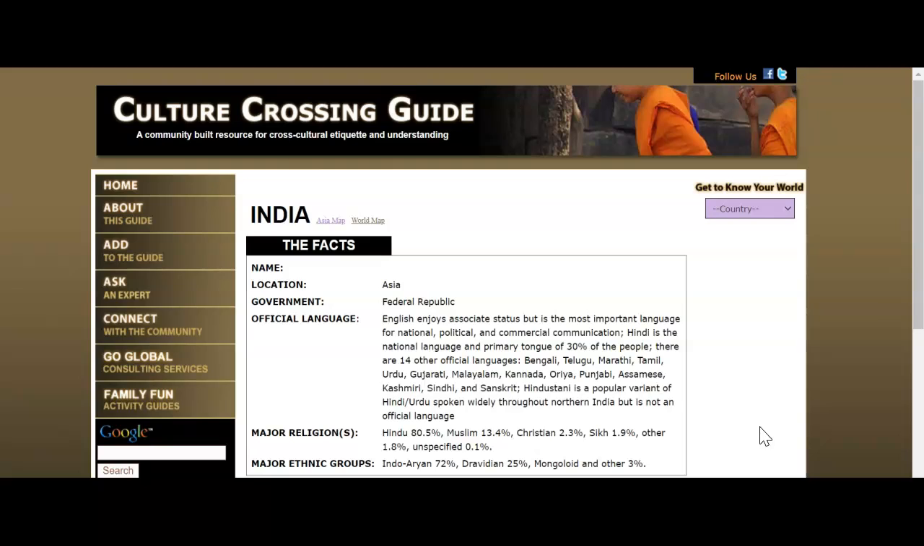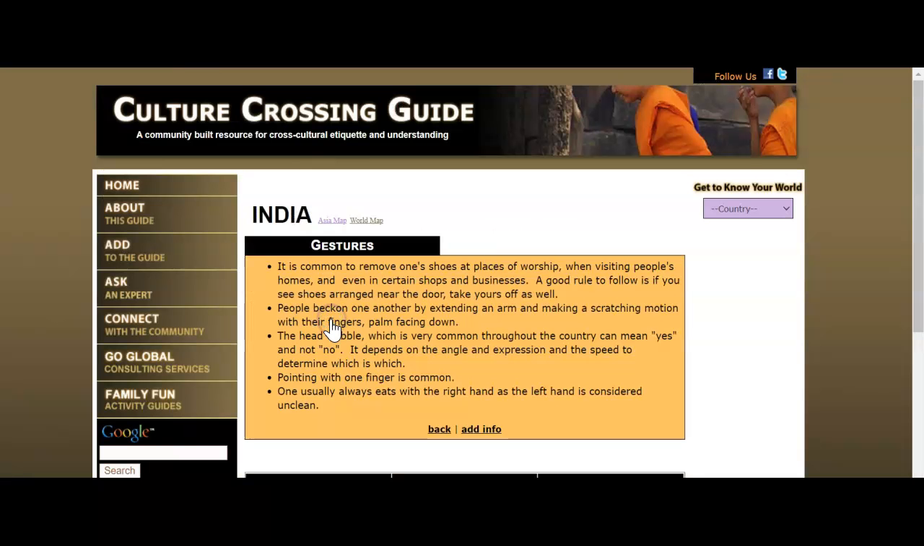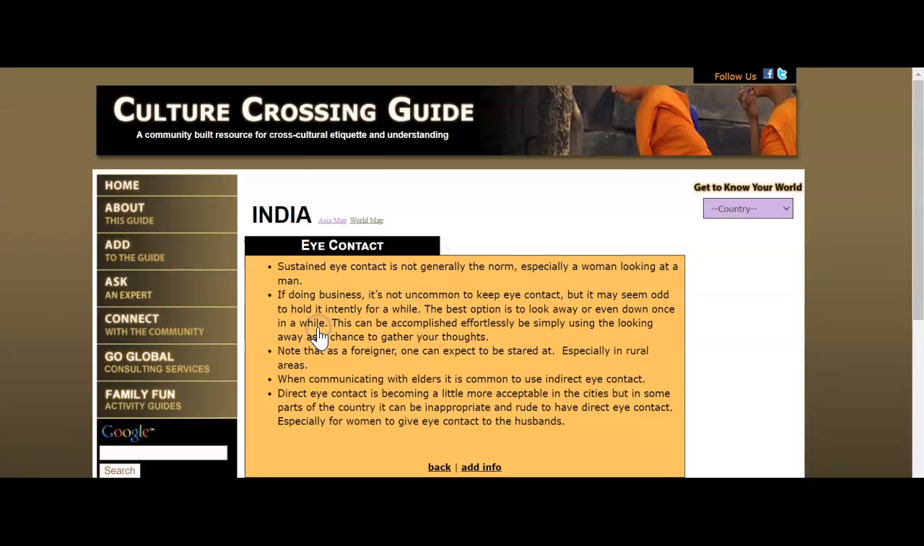When you pull up the page on India, you'll see something under basics. Greetings, communication style, personal space, touching, eye contact. Okay, let's look at gestures, for example. One usually always eats with the right hand, as the left hand is considered unclean. It's typical to remove shoes at a place of worship. And then let's see some other things. Let's do eye contact. Sustained eye contact is not generally the norm. So these are just what they call folkways, typical ways of doing things. Gives us some insight into the culture.